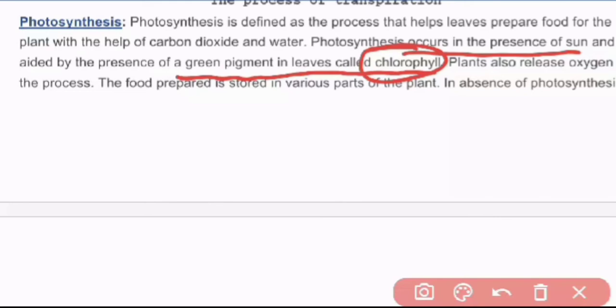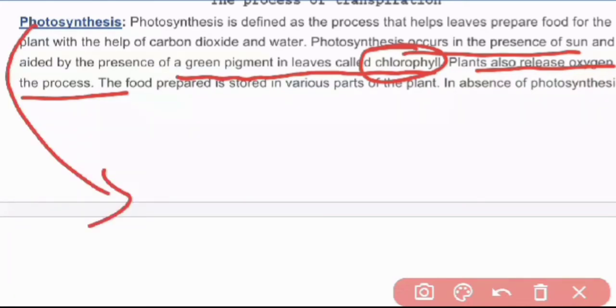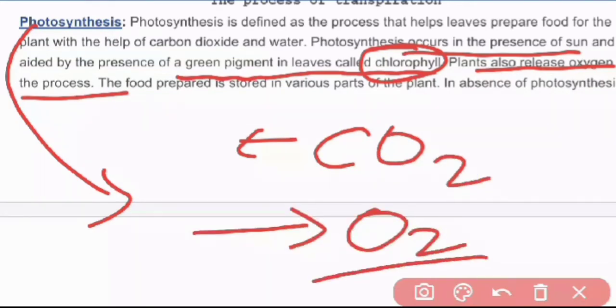Now plants also release oxygen in this process. You know that very well. During the process of photosynthesis, plants take carbon dioxide and give out oxygen. This thing is very important. That is why plants are called the providers of oxygen, because they are providing the oxygen to us. This is happening at the daytime only. You must remember that photosynthesis happens only at the daytime because sunlight is present only at daytime. It's not present at night. So you should remember this thing also.